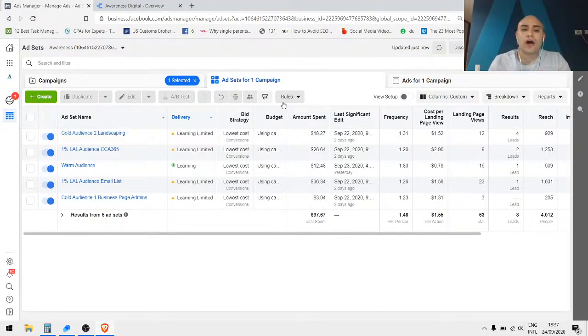So generally you want to always do around 4 to 5 different ad sets, right? And there's a rule of thumb where you want to do 2 lookalike audiences, 2 cold audiences, and then a warm audience.